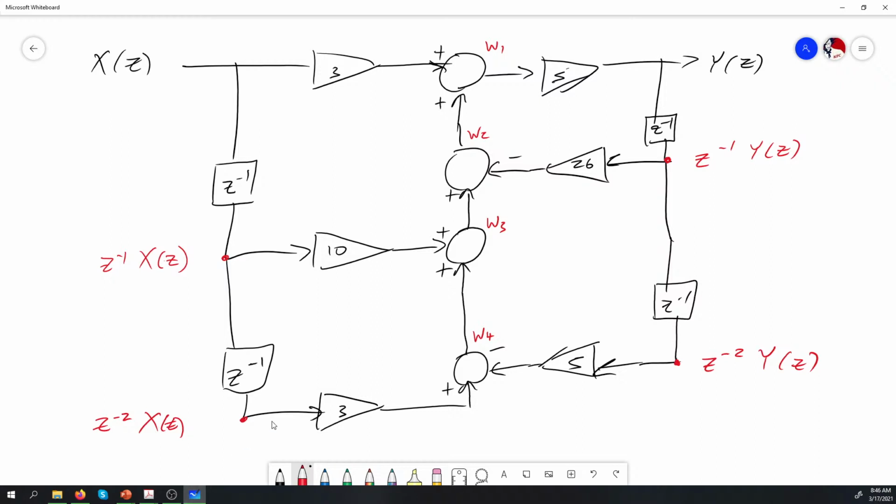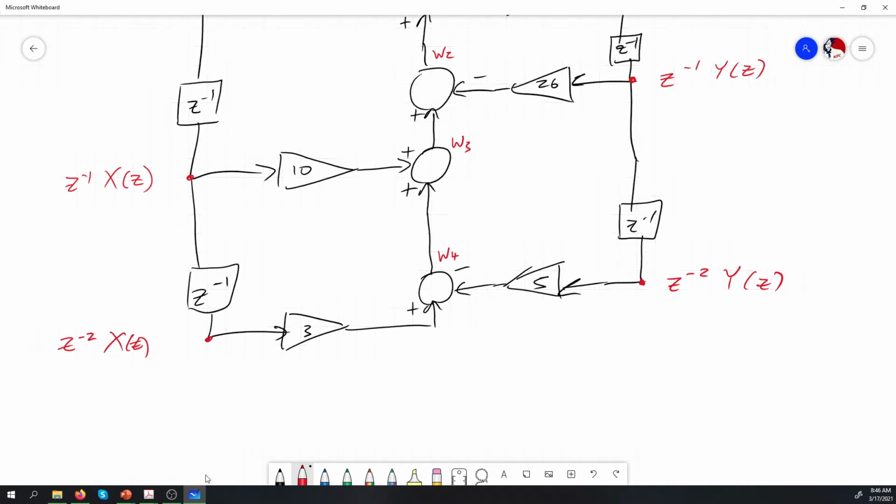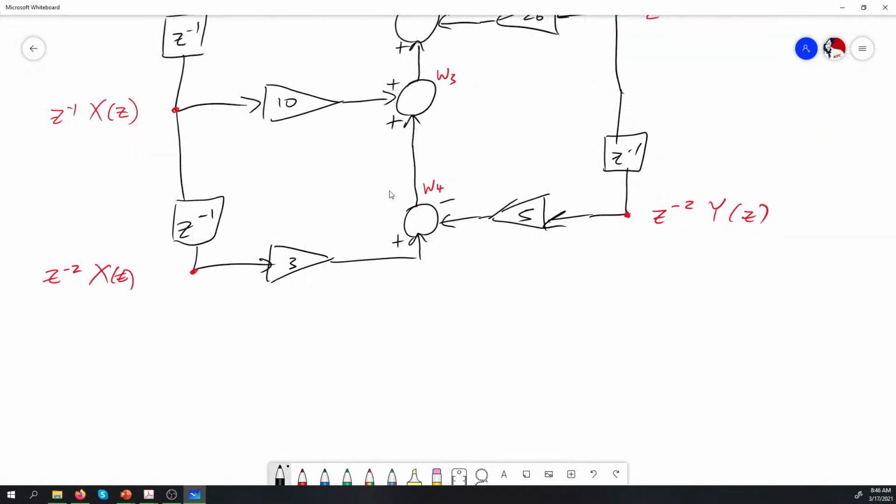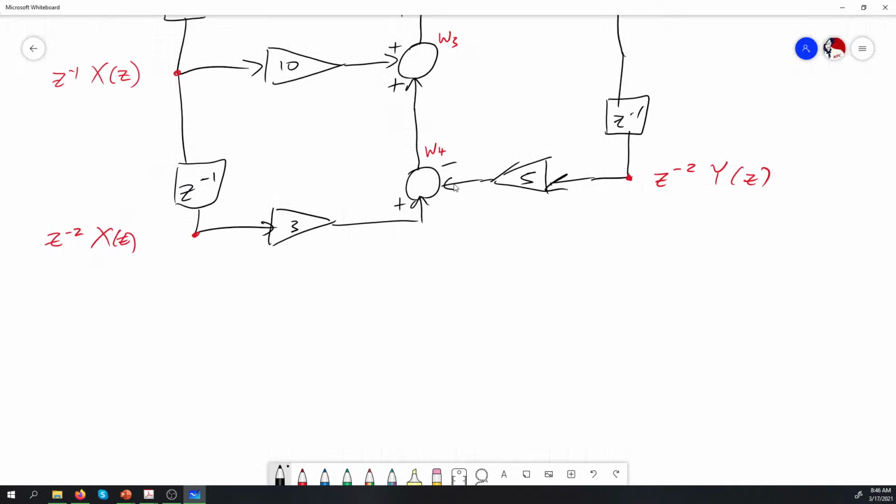Alright. So I want to start with W4 here. Analyzing what W4 is, if we watch our two inputs into the summation junction, we have z to the -2 X of z multiplied by 3, and we have 5 of z to the -2 Y of z, and this is an add and a minus. So we write our equation for W4 as 3z to the -2 X of z minus 5z to the -2 Y of z.